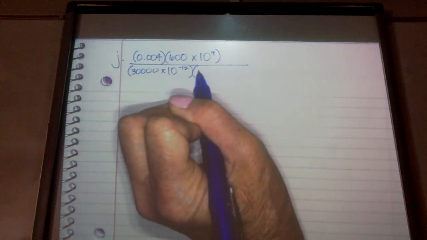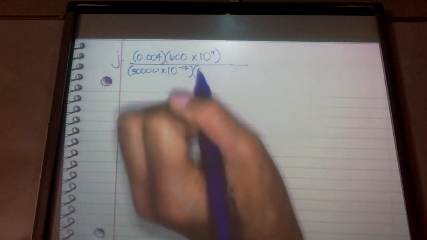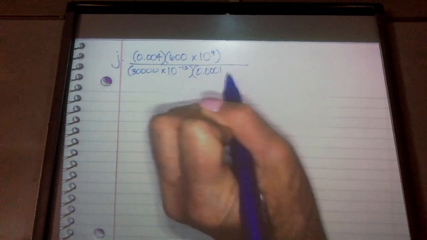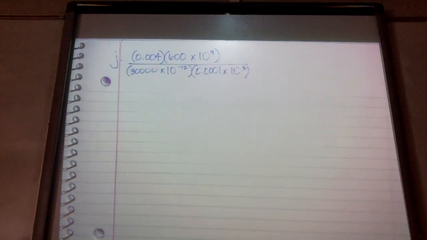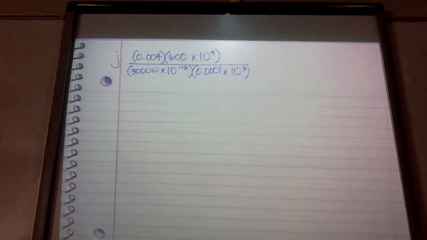And we have 0.0001 times 10 to the 3rd. Okay, now this looks crazy, but that's because nothing has been simplified for us. And so that is the first thing we're going to do.